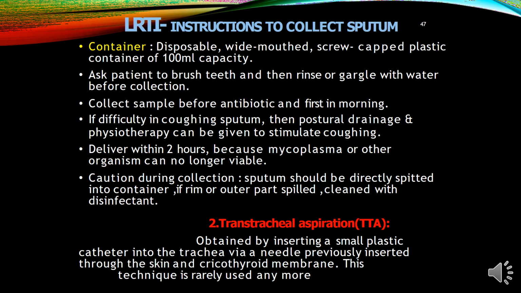Transtracheal aspirate. It is obtained by inserting a small plastic catheter into the trachea through a needle previously inserted through the skin and cricothyroid membrane. This technique is rarely used nowadays.